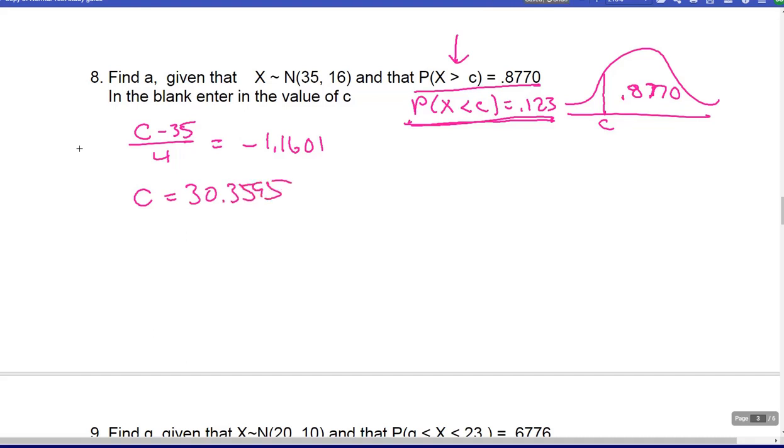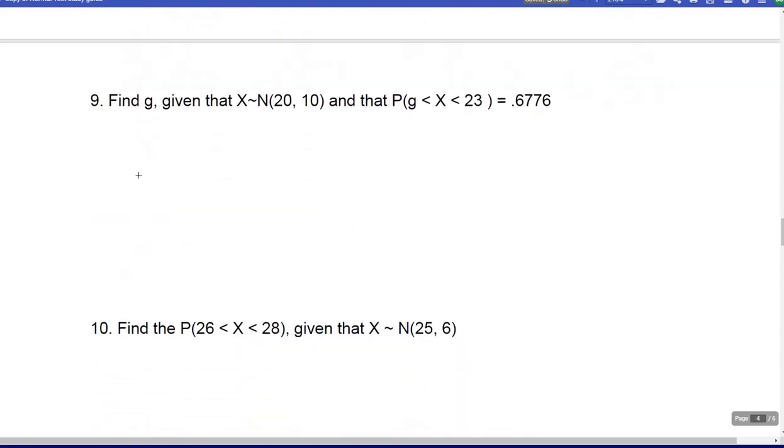Okay? So the thing is, like I said, when you're doing a situation like this, I want this to say less than. That'll tell me the probability to put in. Right? All right. What about 9? What's going on here? Okay, so it's basically the same thing. It is very similar. You're right.